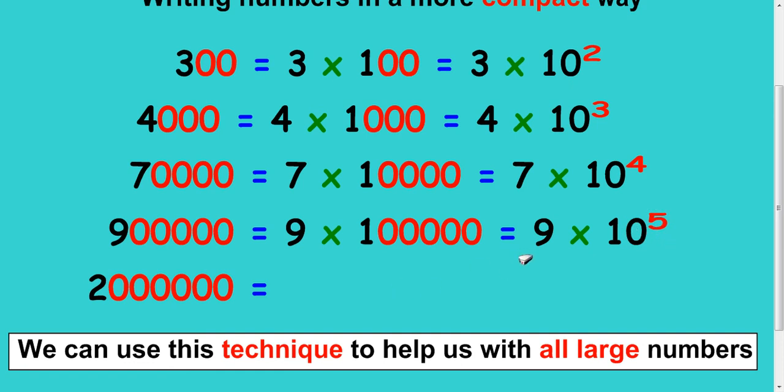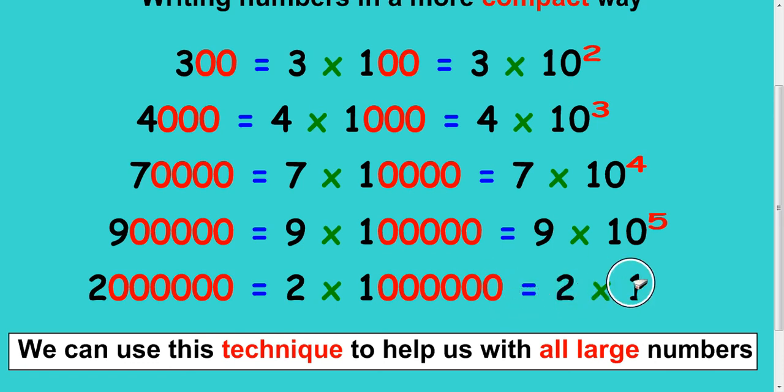And all that's going to change here is this digit here. The power value for the 10, as the numbers get bigger and more zeros go on, you just change this number here. So this one would be 2 times 1 million, because it's got 6 zeros. 1 million's got 6 zeros. So that's 2 times 10 to the power 6. Okay, I'm going to look at this in more depth in the next video.